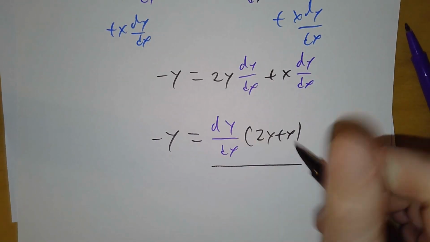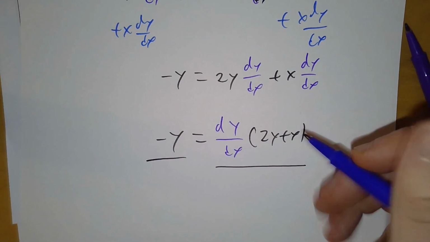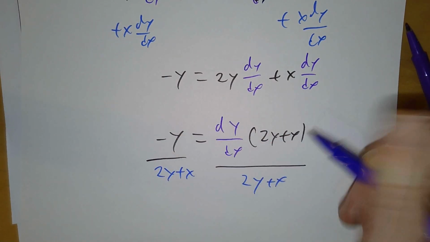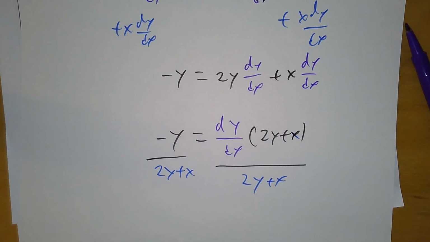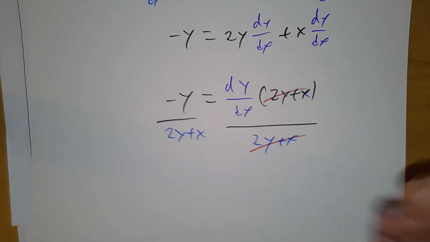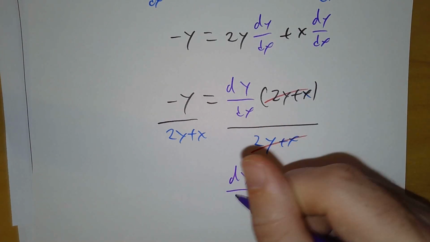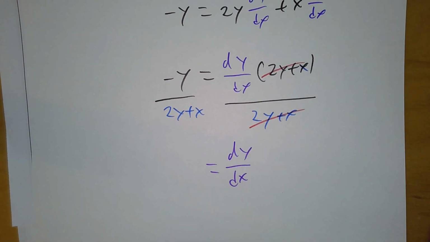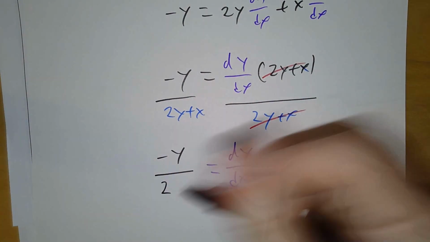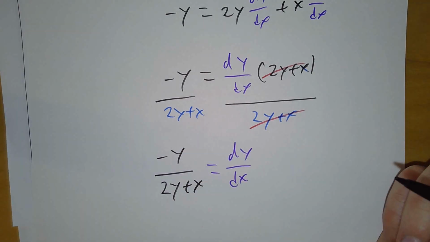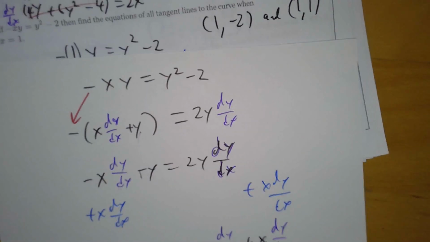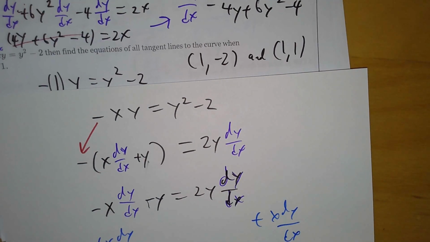And then we will divide both sides by 2y plus x, 2y plus x. This is an x. And of course that cancels here. So my derivative dy/dx equals negative y over 2y plus x. Okay, so now remember my 2 points were 1, negative 2 and 1, 1.